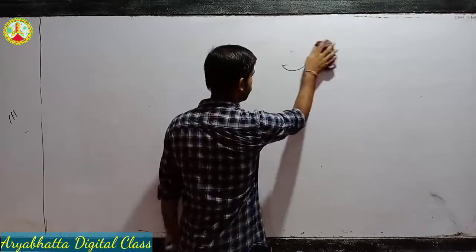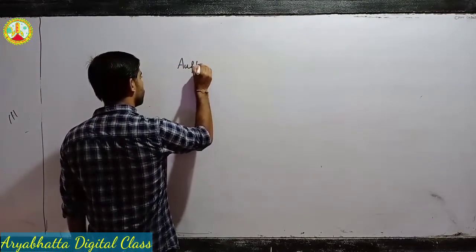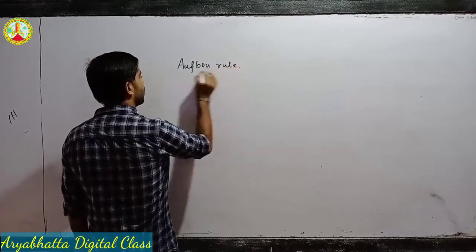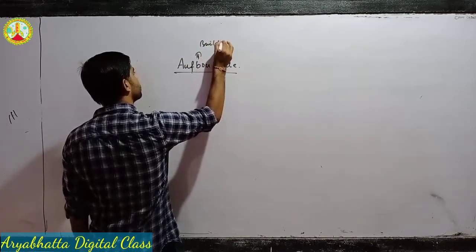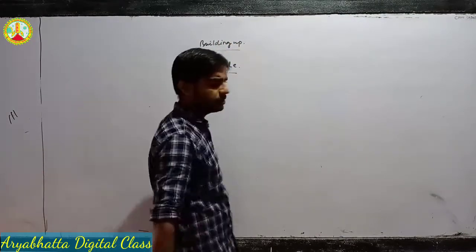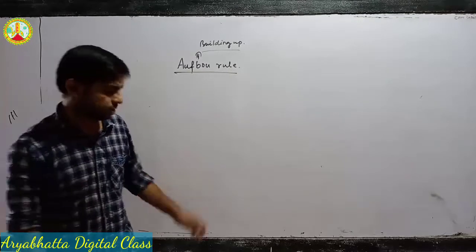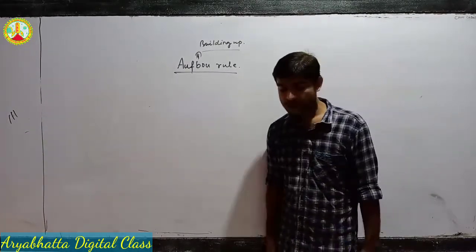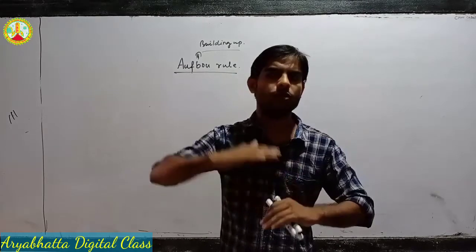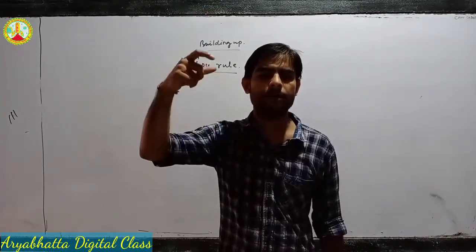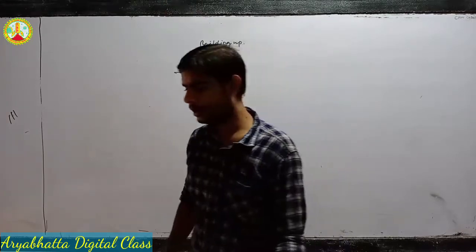Let's see those rules. The first rule is called the Aufbau rule. Aufbau is a German word which means building up. So what does this building up mean? When we start constructing a building, we start from the ground floor and go to the top floor. Brick by brick, we join one brick, then the next brick, then the next brick, and this is how we go upwards.